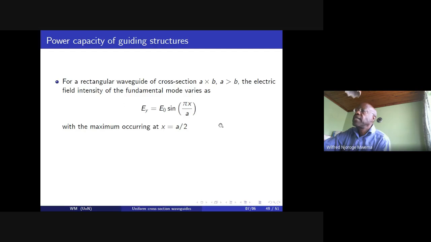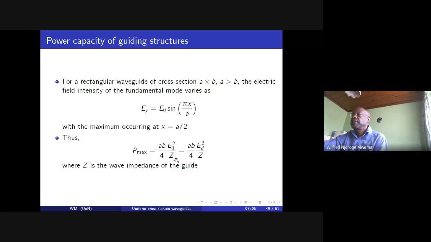We shall see this when we start dealing with the rectangular section waveguides, but for now I'm just looking at the power capacity. Maybe I should have put this power capacity after we have discussed those properties of the different waveguides. So thus the Pmax is going to be given by that, and we see that this is the geometries of the guide, and the Z naught is the wave impedance of that guide.